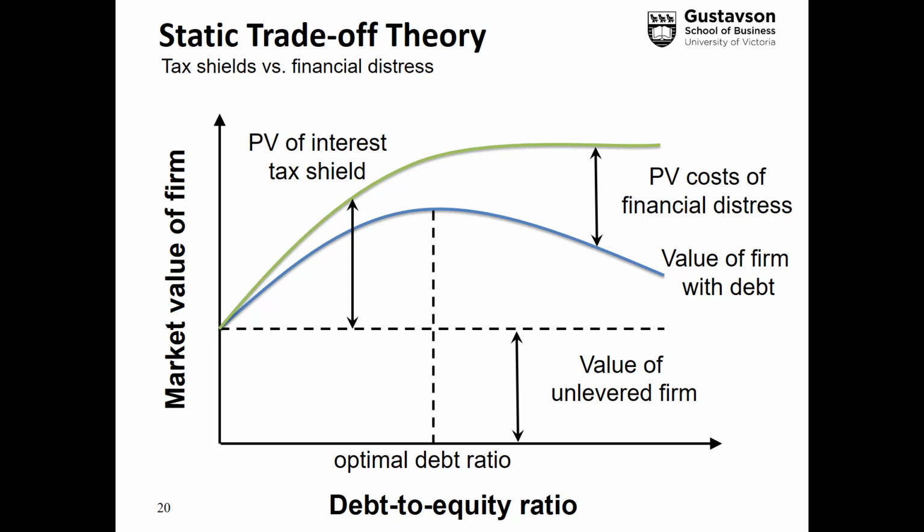As a result, we get this convex shape or reverse U, where we see that there is a point where value is maximized before declining. This level is where companies will find the optimal ratio of debt to equity. In practice, it is hard to find this optimal, but firms will usually have an idea or a range where they believe the optimal capital structure lies.